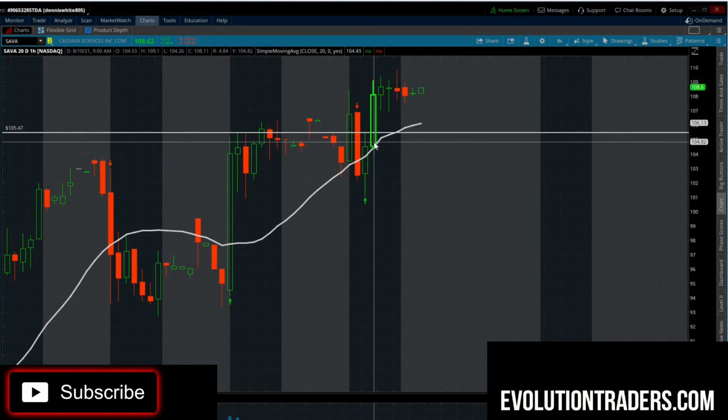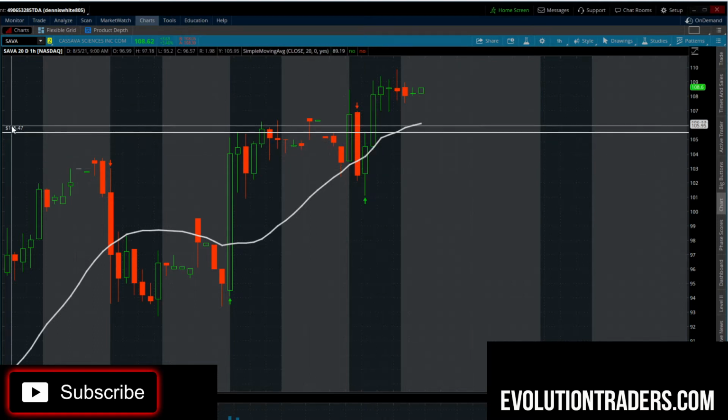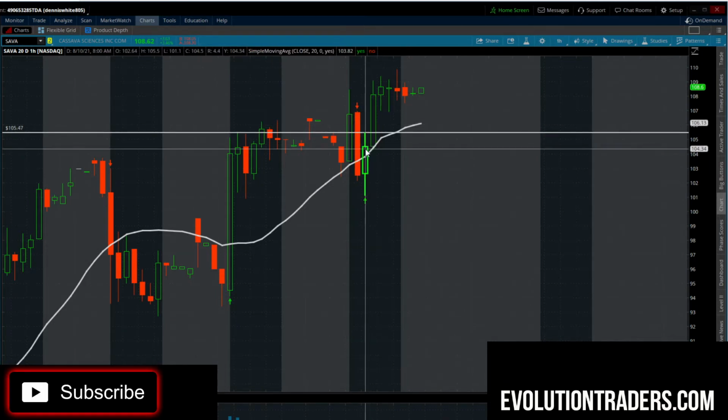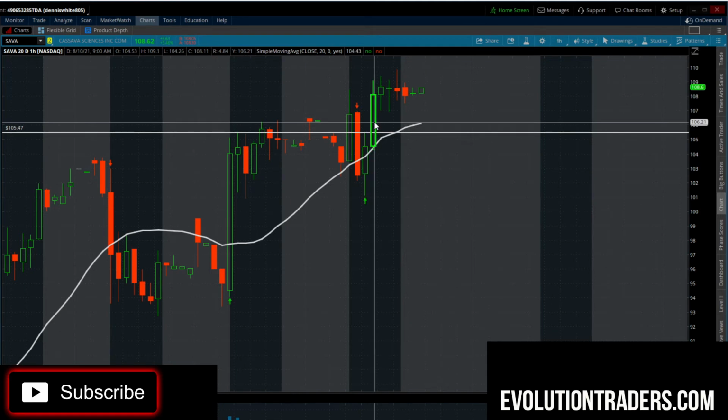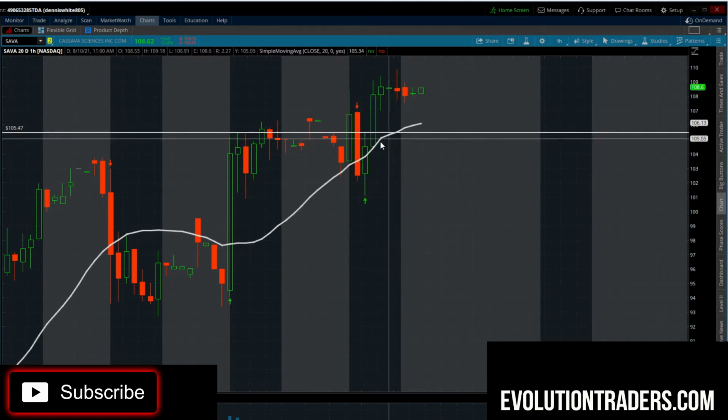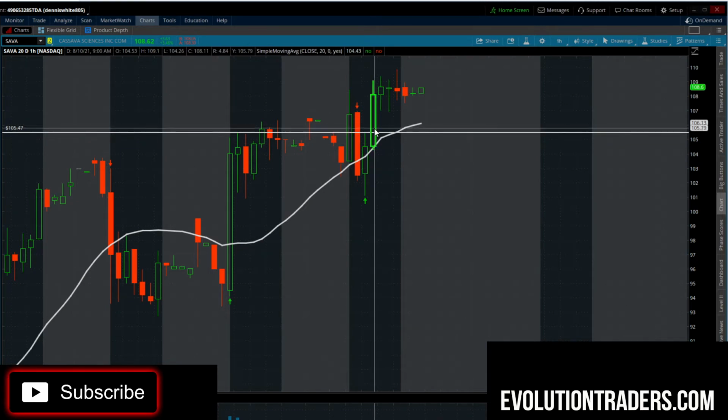So at 9 o'clock, what we're looking for here is the confirmation of 105.47. This is going to be our entry here at 9 o'clock, not at 8 o'clock, at 9 o'clock. So on the 9 o'clock hour candle, what we're looking for is confirmation of 105.47. This is where we would have taken entry long.